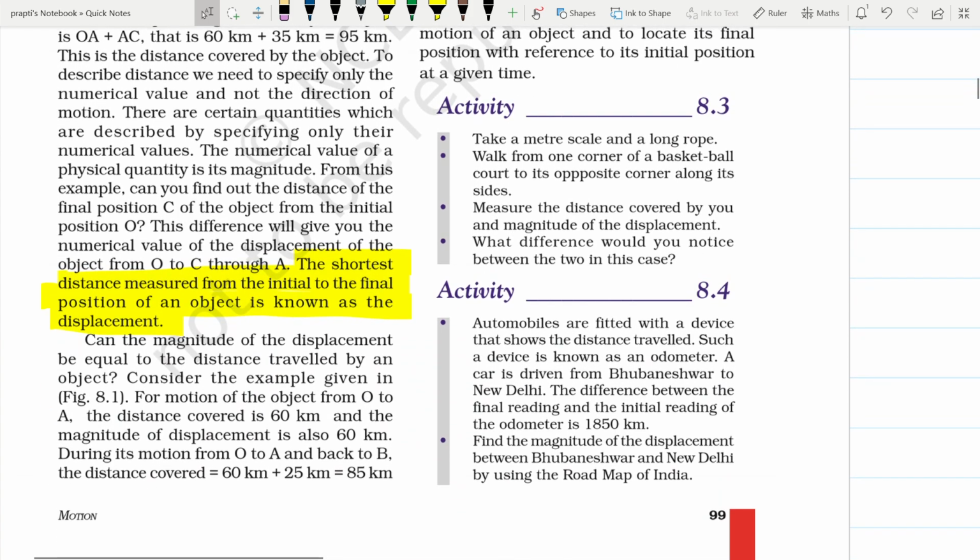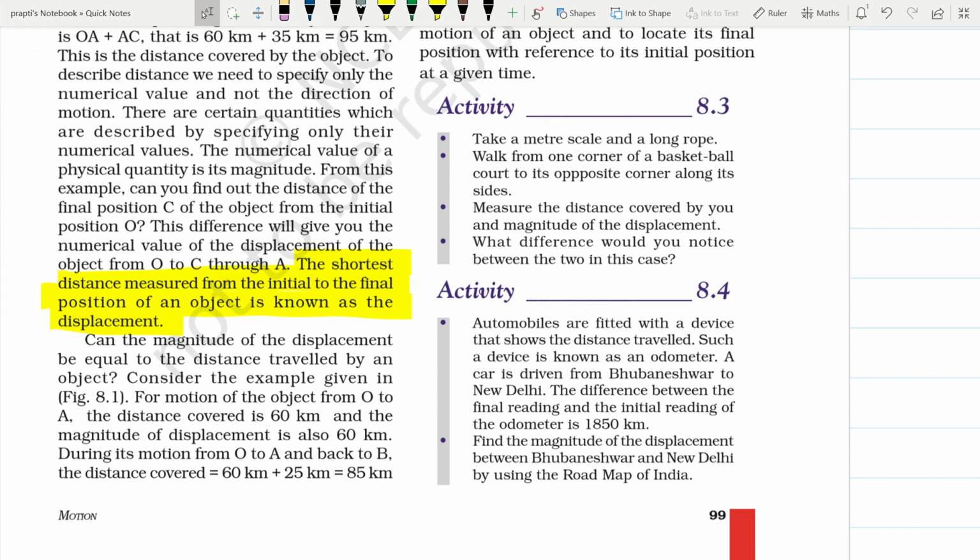Activity 8.3. Take a meter scale and a long rope. Walk from one corner of a basketball court to its opposite corner along its side. Measure the distance covered by you and the magnitude of displacement. What difference would you notice between the two in this case?